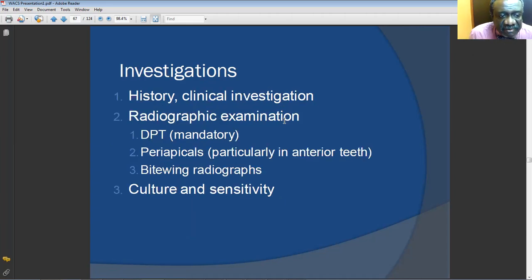And you must investigate. You must take a history. The patient may not be from your office, maybe from somebody else's office. Take a history from the patient, and maybe take a history from the dentist who placed the implant, even if he's not your friend. And then you do further clinical investigation at chairside. You do radiographic examination, which can be a dental panoramic tomogram, periapical X-ray, and bite-wing radiogram. And you should do culture and sensitivity.